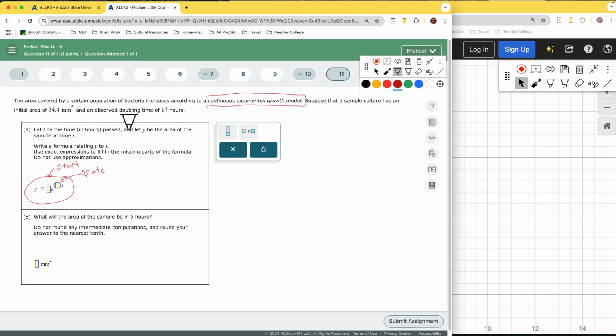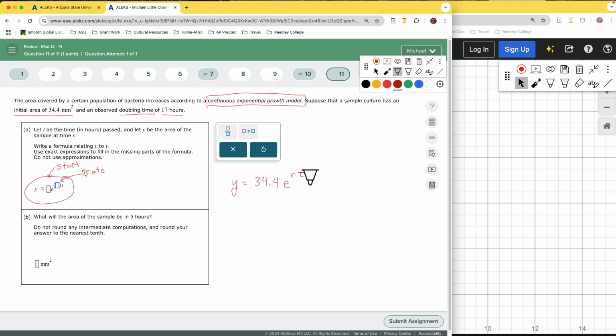Now, we're told we have doubling time. That means we are growing. Whatever we're starting with becomes double what we started with after 17 hours. That's what doubling time means. So after 17 hours, we have twice as much as what we started with. Here's our initial value. So we've got a lot of information already given to us. We know we're starting with y equals 34.4 e to some rate times its time, rate times time.